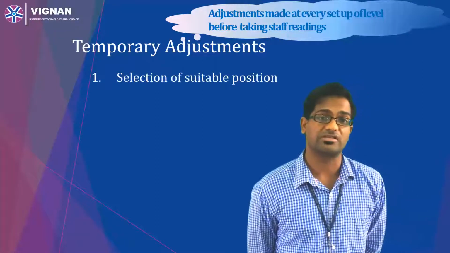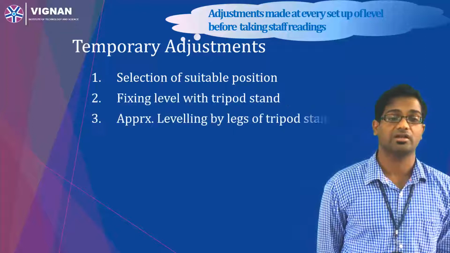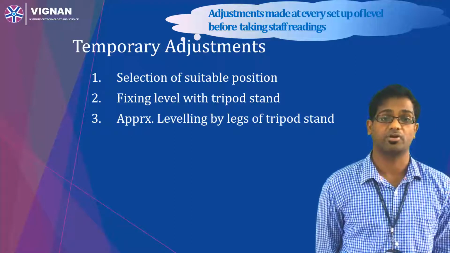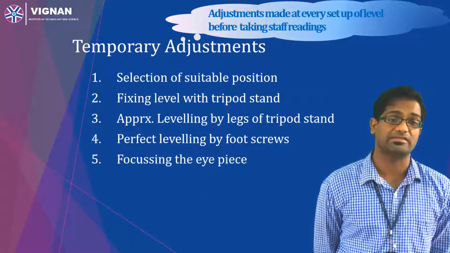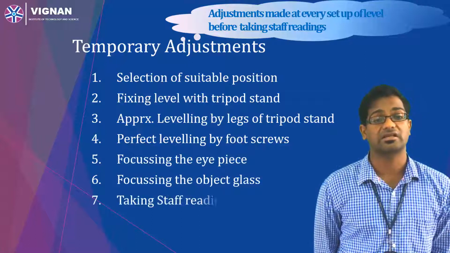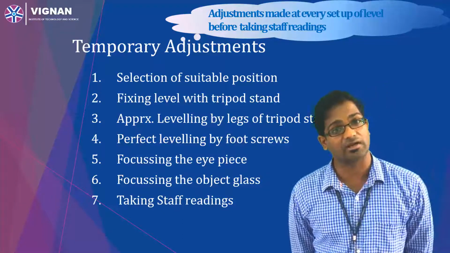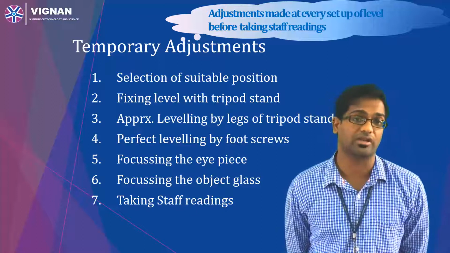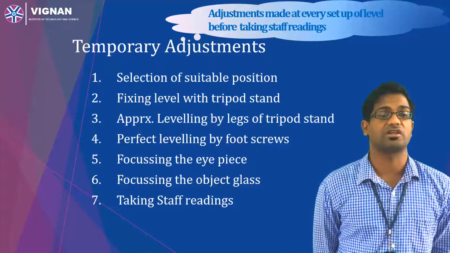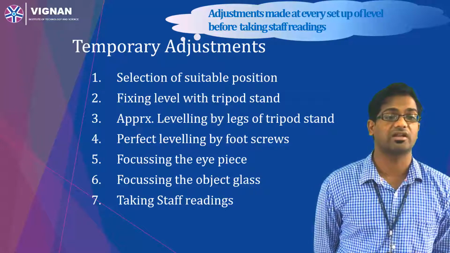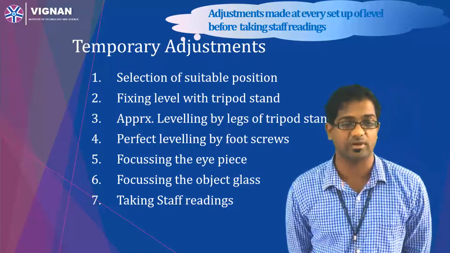Temporary adjustments involve selection of a suitable position, fixing the level with the tripod stand, approximate leveling by the legs of the tripod stand, perfect leveling by foot screws, focusing the eyepiece, focusing the object glass, and taking the staff reading. These are the 7 operations we need to conduct before noting down the readings. The first, selection of suitable position, second, fixing level with tripod stand, and third, approximate leveling by legs of the tripod stand, are common terminology, understandable from the sentence itself.